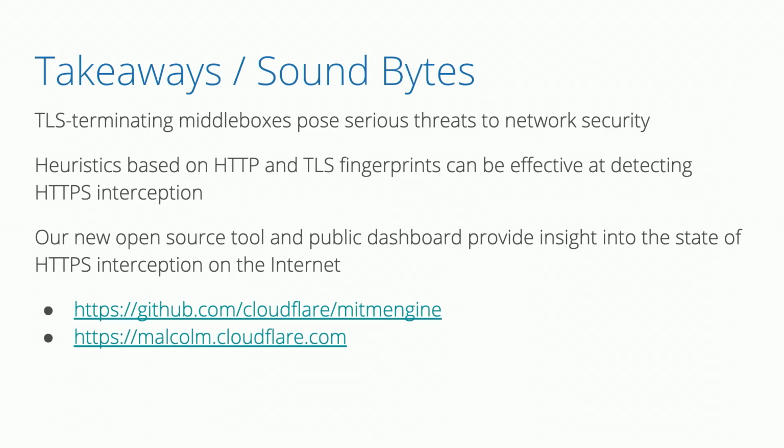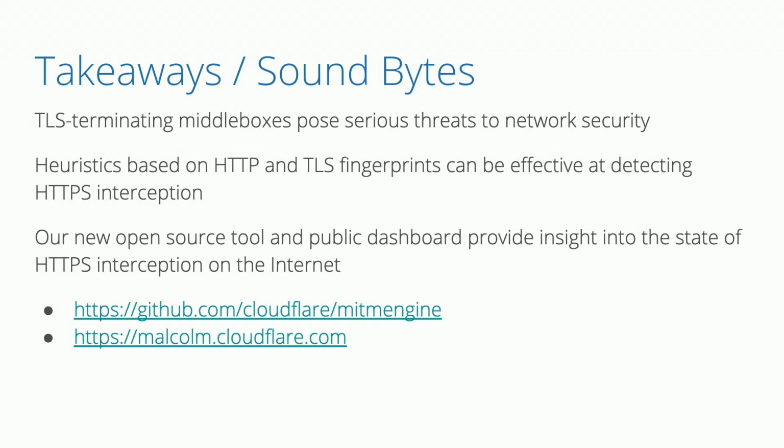So let's conclude with some takeaways from the talk. The first takeaway is that TLS terminating middleboxes pose serious threats to network security, even if they're not inherently malicious. The best case for end-to-end connection security is to avoid HTTPS interception altogether. But the reality is that it's sometimes unavoidable. In these cases, middleboxes performing interception should be held to the same security standards as browsers.